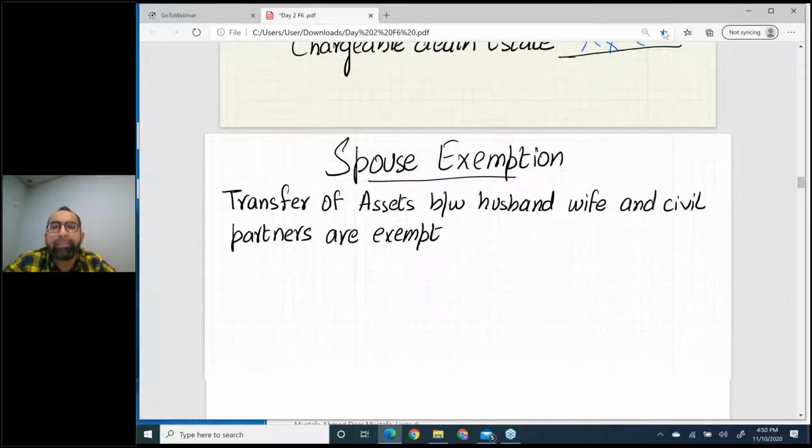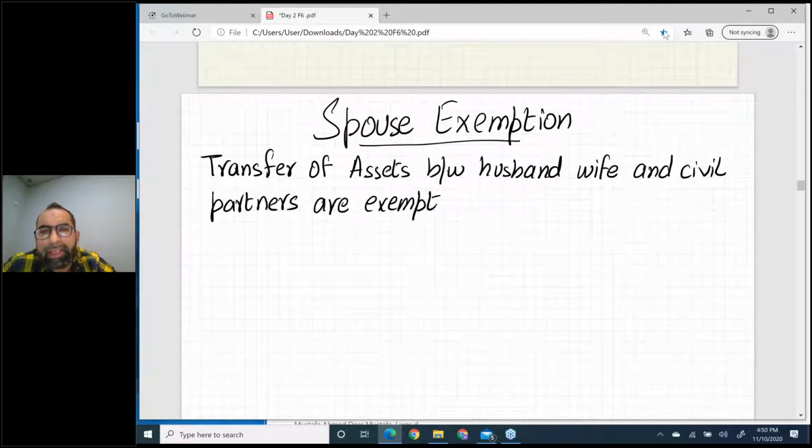Now this is the spouse exemption, very famous, between husband, wife, and civil partners. For example, a husband gives his wife £1 million in life or even after death through a will. No tax. You just have to write spouse exemption and that's it. So no chargeable events between husband, wife, and civil partners in life and also after death. Any gift, just write one word: spouse exemption.